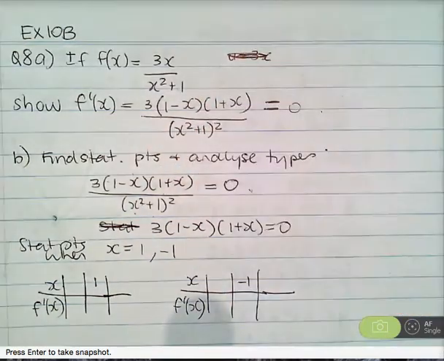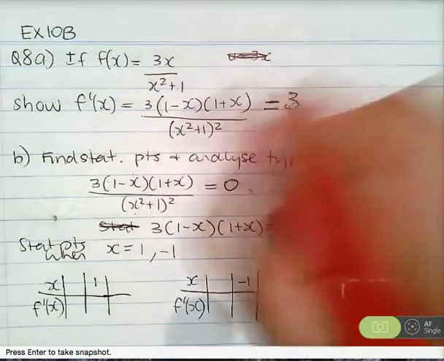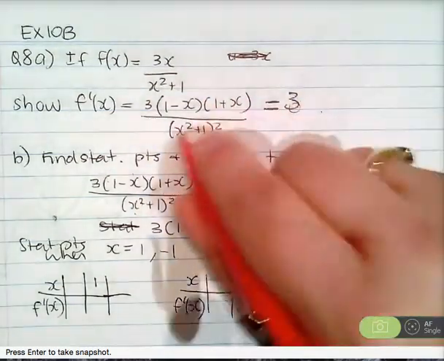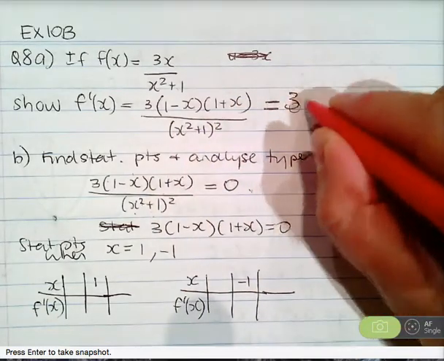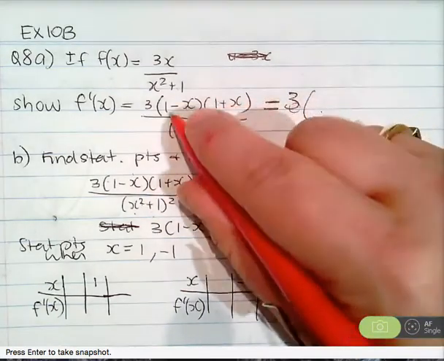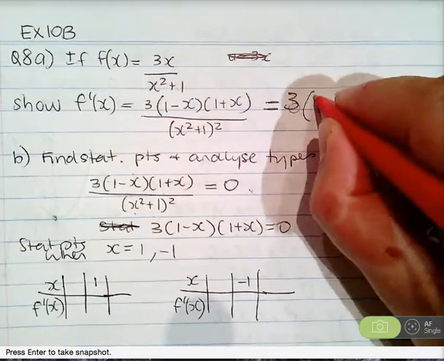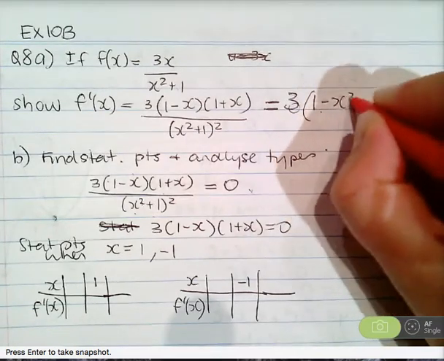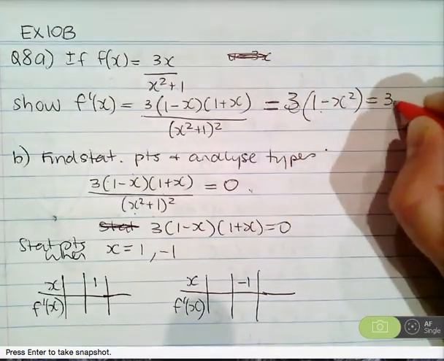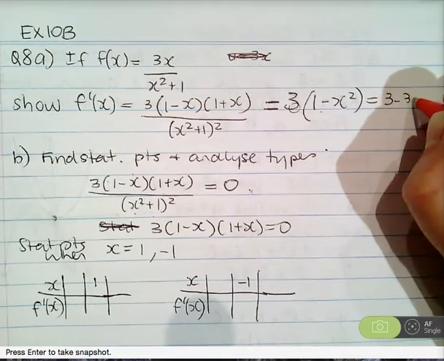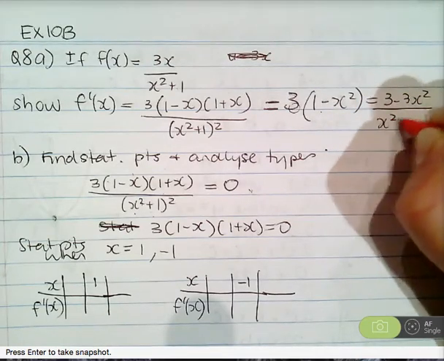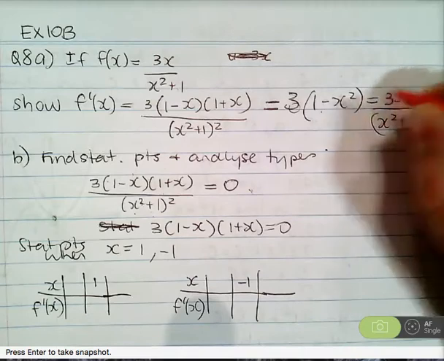The only way you may consider doing the second derivative of this would be to simplify that numerator. That might be easier. Remember, this is the difference of two squares. You've got a minus b, a plus b. This is really 1 squared minus x squared. So the numerator is really 3 minus 3x squared. You may consider doing the second derivative that way.